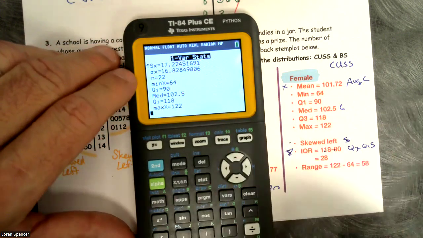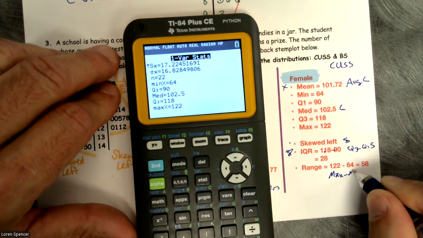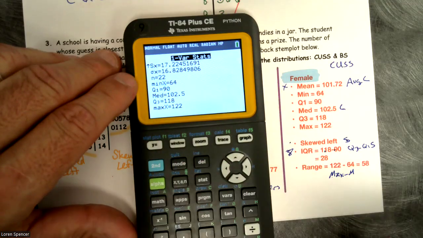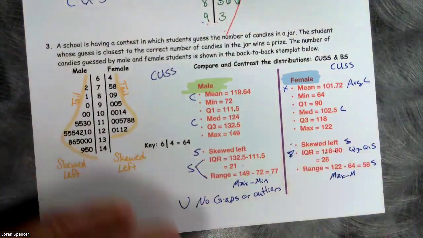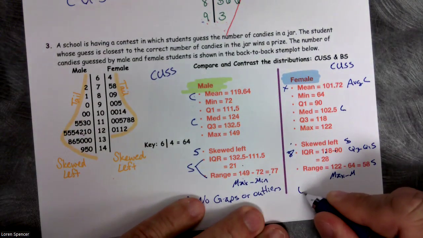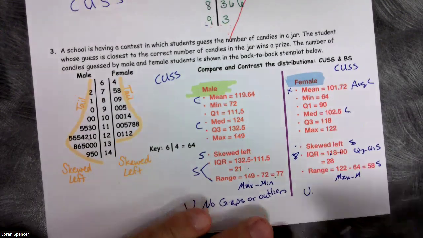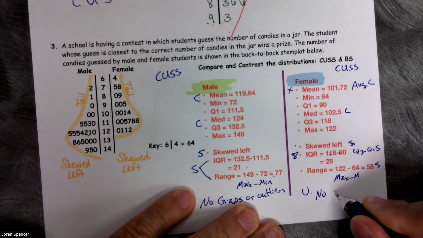And our range, remember, is the max minus the min. So 122 minus our min, and that's 58. So that's spread. The only thing we're really missing right here is unusual. So let's look back at our picture. Do we have any gaps? No gaps, no outliers. And now we've completely discussed that out.